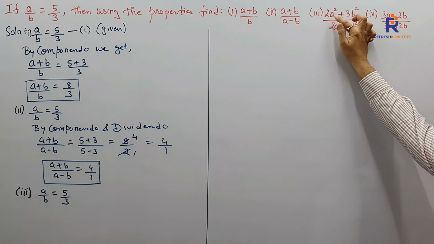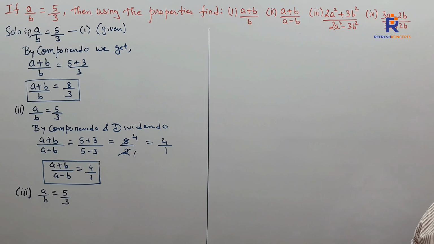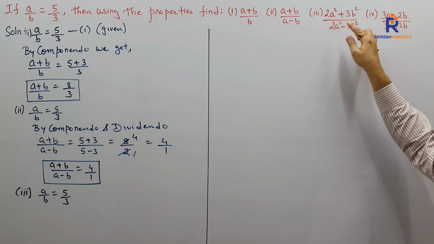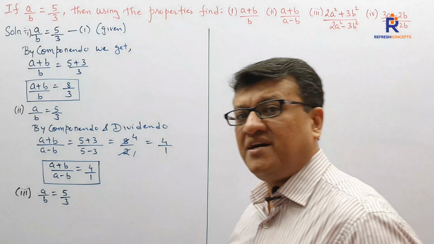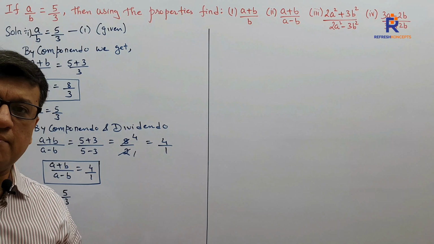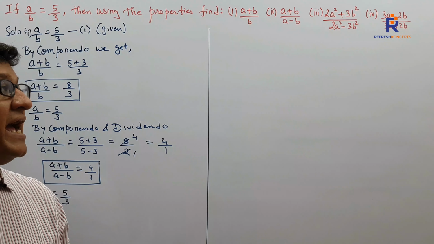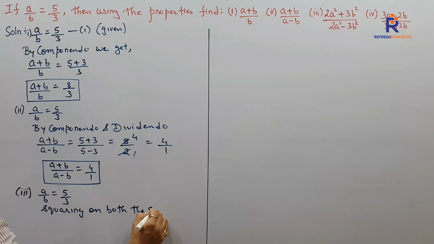The question has a square, b square. Here also a square, b square. So what is the power of the variables a and b, or the power of the ratio given to us? Mainly a and b I should talk about. It is square. So that's the reason I shall add immediately the next step as squaring on both the sides.